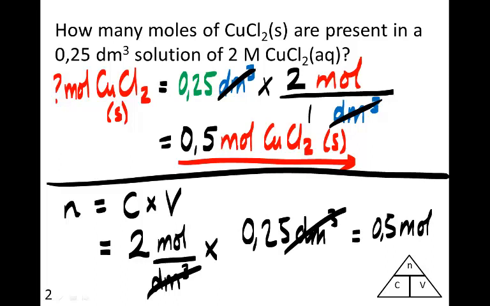Of course, we mustn't just write mole. Mole of what? Copper chloride solid. So we get the same answer whether we use the formula here, n equals C times V, or whether we are guided by the units like we did in the top.